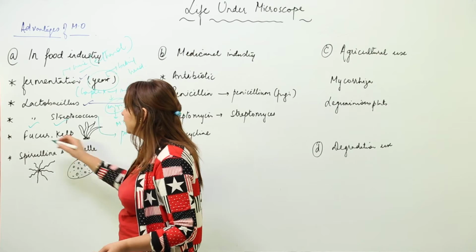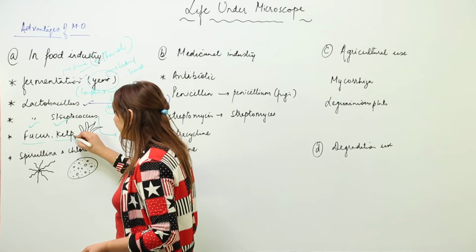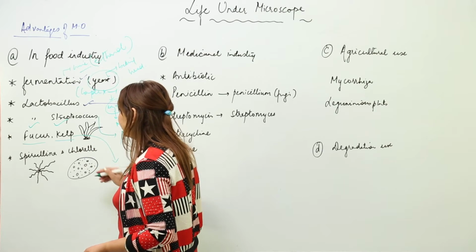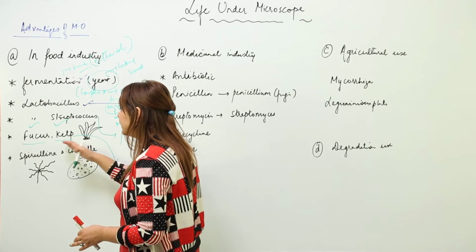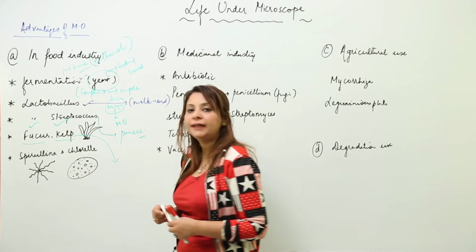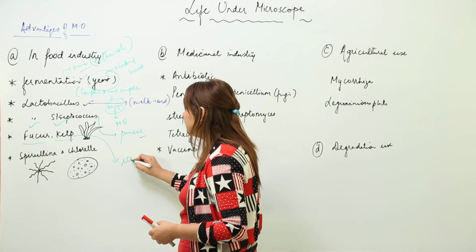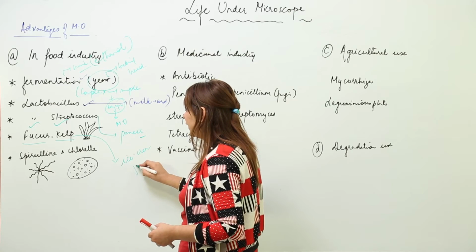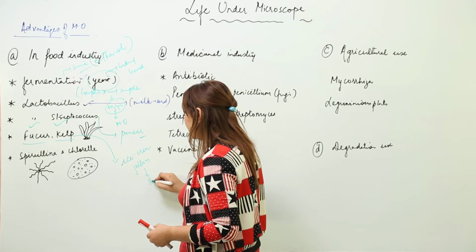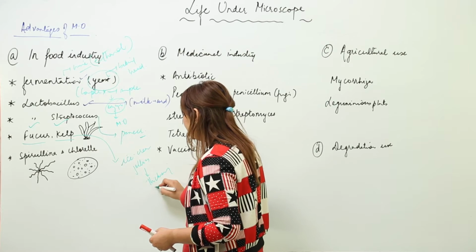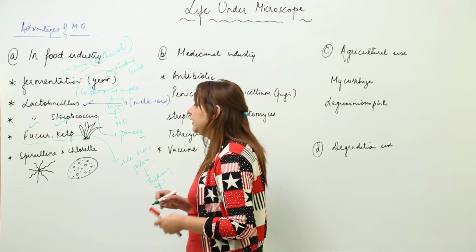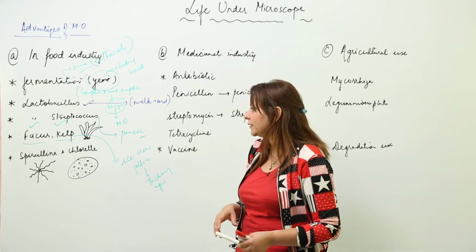And there are certain algae, the fucus and the kelp. What do they do? These fucus and kelp are used as a thickening agent in making ice creams and jellies. So they are used as a thickening agent in the ice creams or jellies.